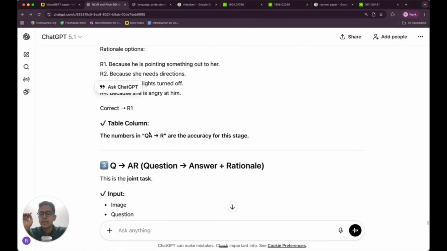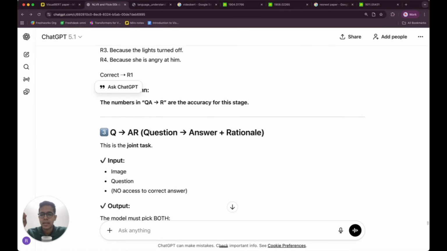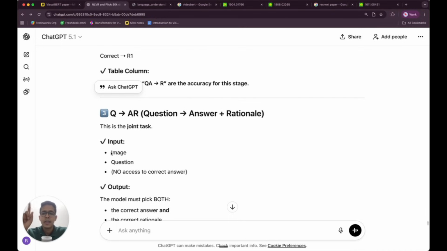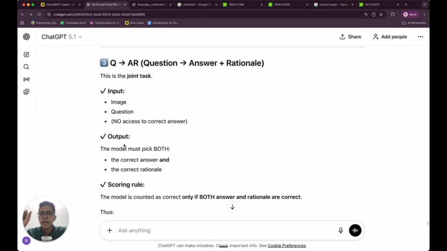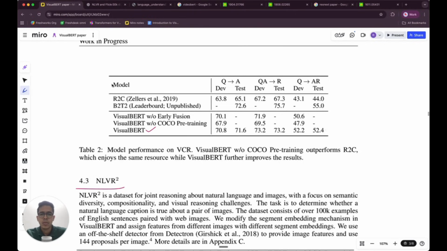The third task is you want to pick the answer as well as the rationale. So the input will not contain the correct answer. Input will contain the image, question, and the correlation between different objects in the image with the object names. Then in the output, you should pick the correct answer and the correct rationale. Which is the hardest task, I guess, so the accuracy probably will be lowest there.